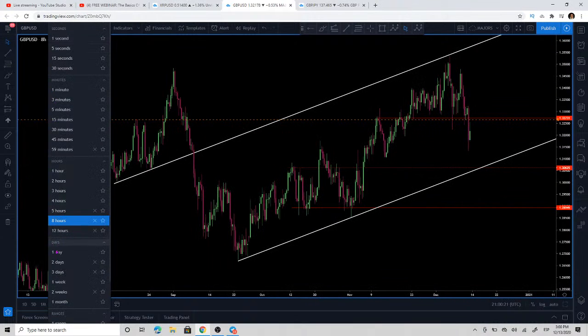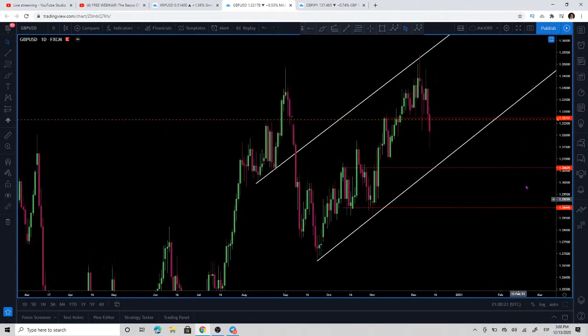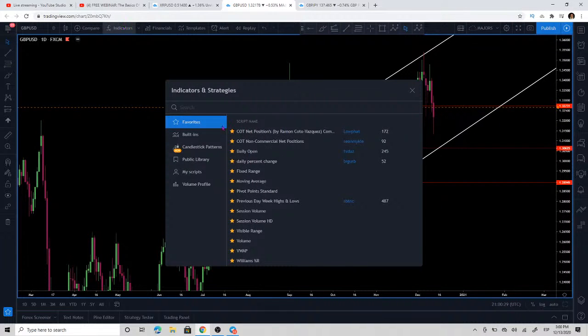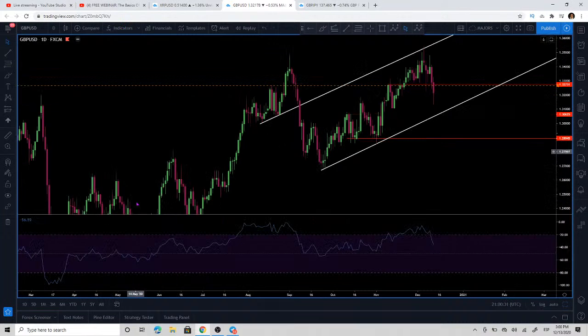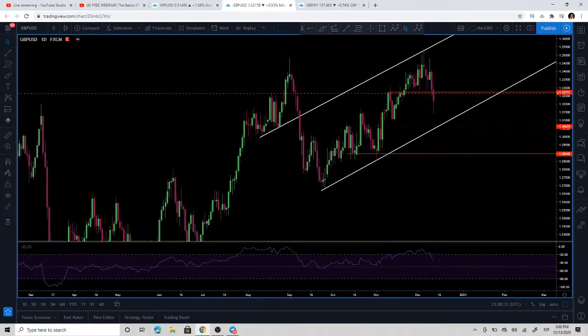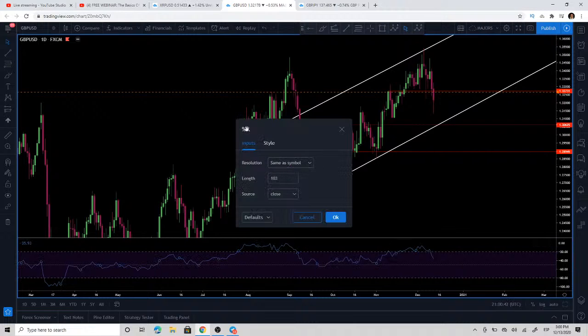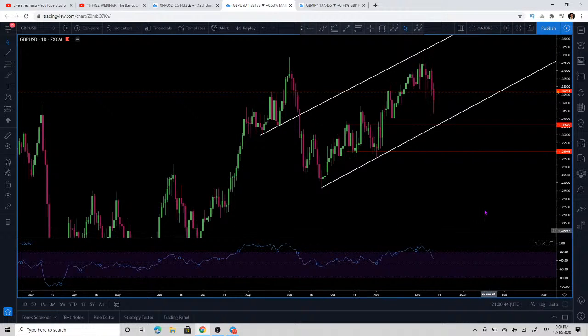So let's go to the daily chart. Actually, the daily chart on the pound versus the US dollar looks extremely bullish. But again, let's pop up the RSI. I do have it here. This is not the RSI. This is the Williams percent range on the 103. You can see the Williams percent range on the 103, but it's basically the same.